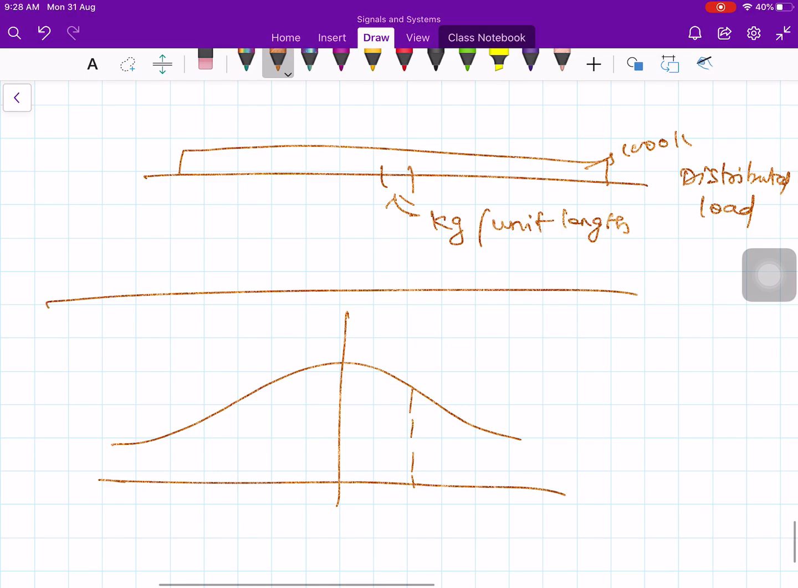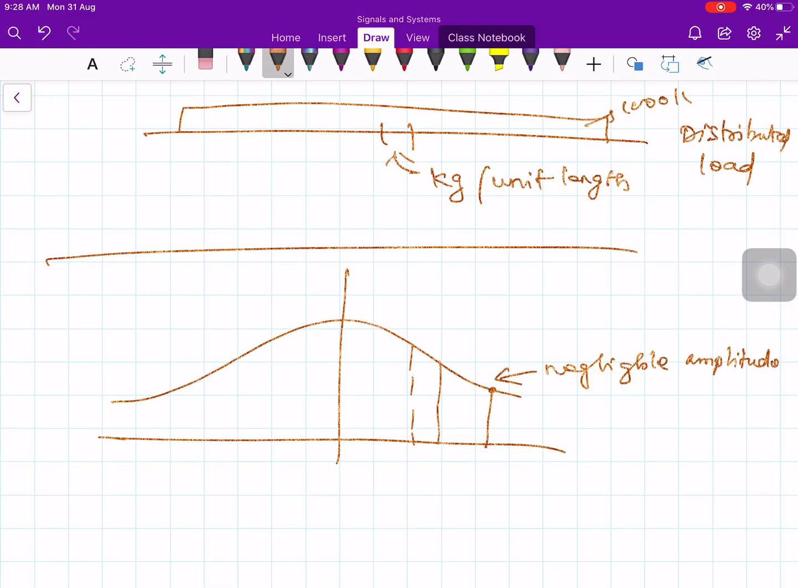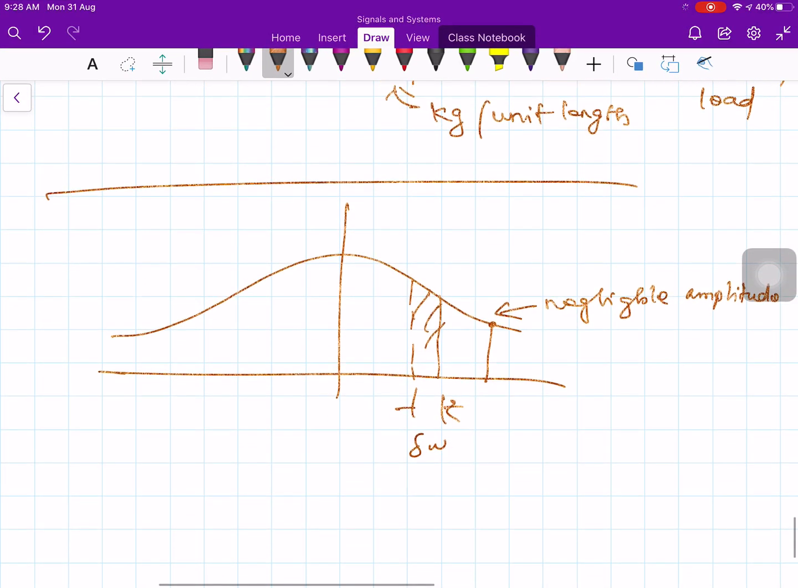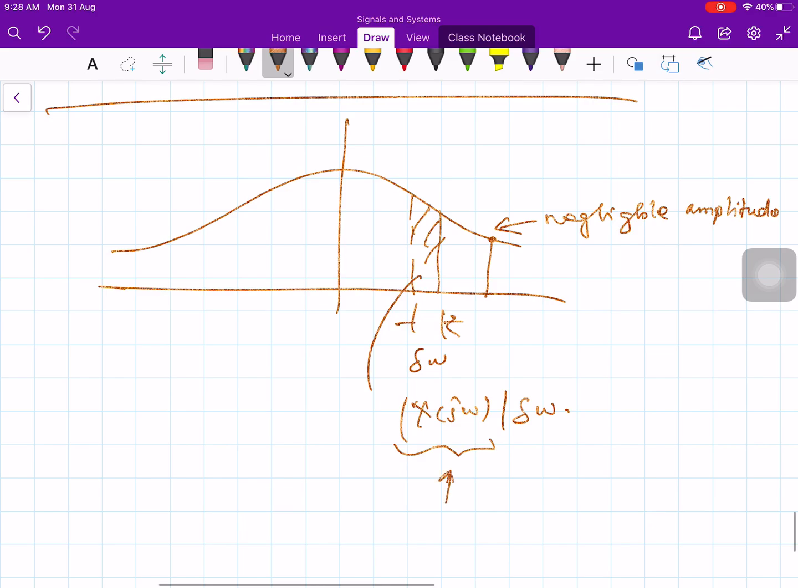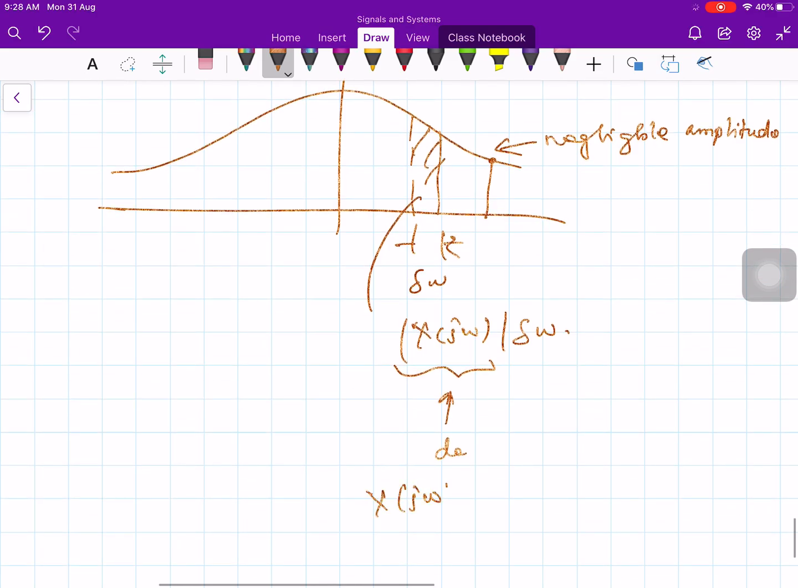You take a small interval and you can find out the amplitude. If you take an individual, single component, then it has almost negligible amplitude. You take a small interval along the omega axis, this small interval delta omega, which has an amplitude like X of j omega in the small interval, multiplied by delta omega. This X of j omega is called a density function. Let me write it down here. This is density, and these two put together are called the total amplitude at that interval.